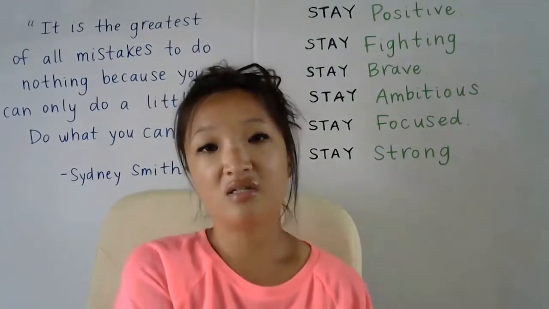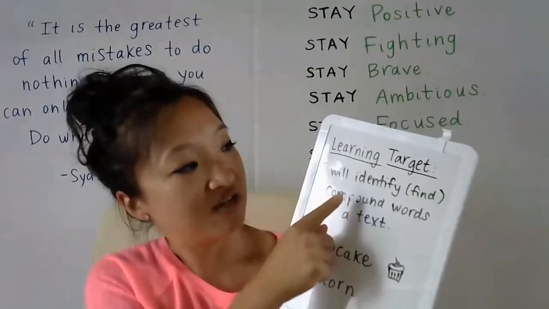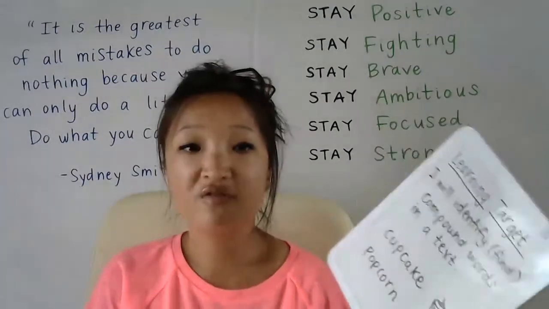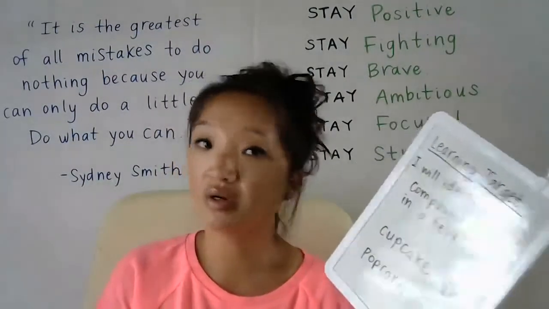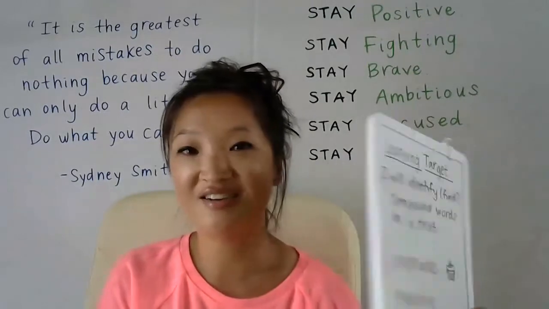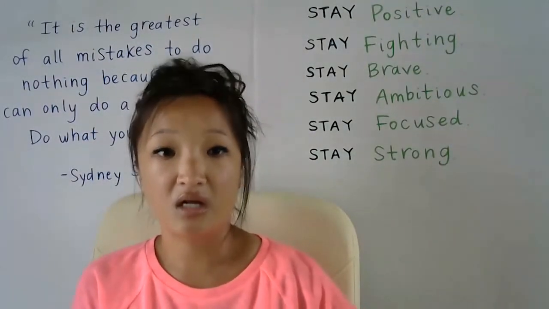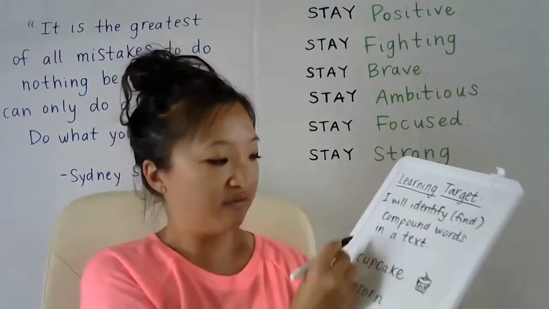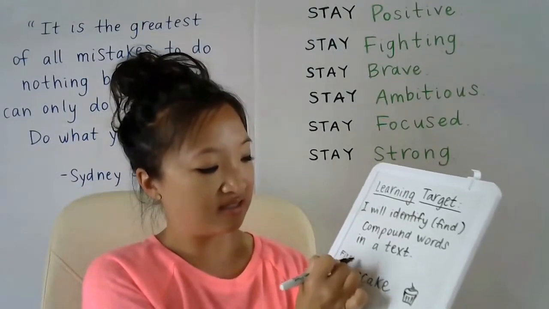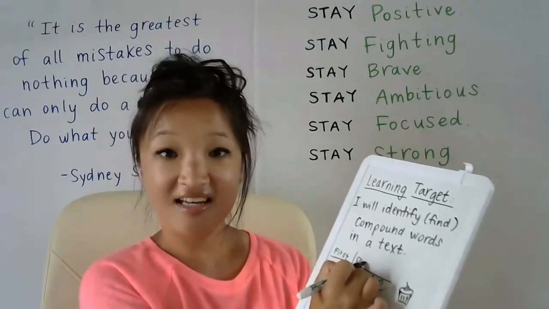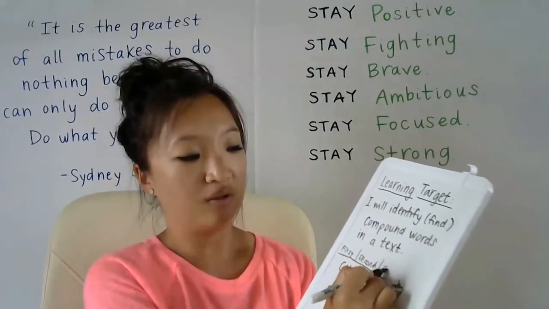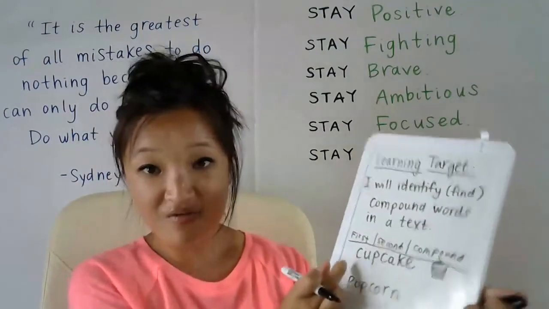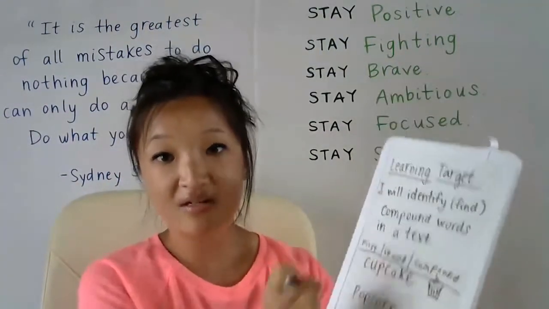Here's the learning target, so our goal for today. I will identify or find compound words in a text. Just like always, you can feel free to make a chart on your own too, in a journal or on scratch paper, or just follow along on here as well if you want. So maybe you find the compound word, then the first word, maybe you make a chart like this: first, then second, and then the compound word together. So if I had made that chart, it would be cup as the first word, cake as the second word, together it's cupcake.